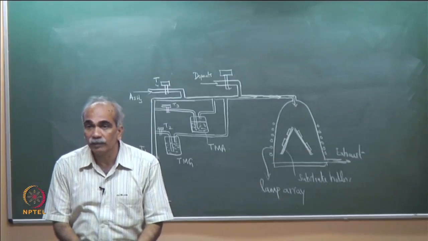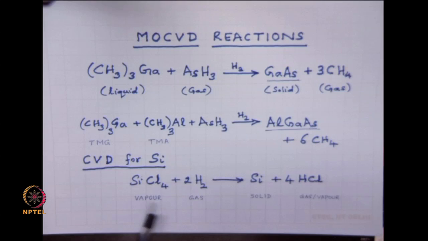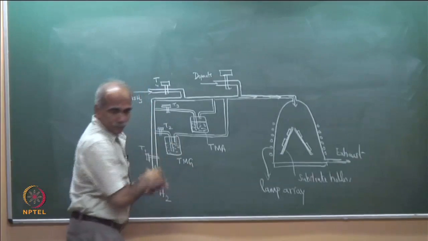The reaction for CVD is also shown here. It is called CVD because now there is no metal organic compound. So silicon tetrachloride plus hydrogen gas gives you silicon plus HCl. It is called CVD. Basically, they are all VPE. MOCVD is only when the reactants have metal organic chemical vapors. All right, I go to the last technique, that is MBE.